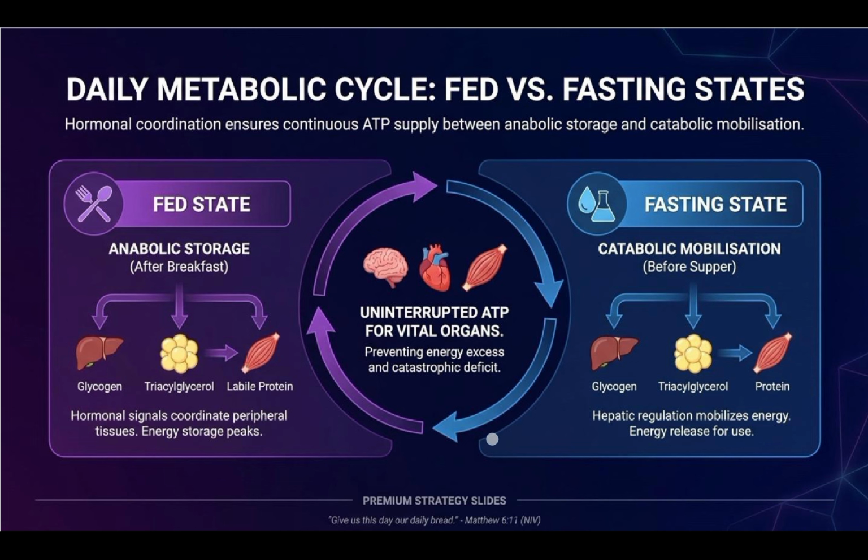So what happens in the fasting state? Uninterrupted ATP for vital organs, preventing energy excess and catastrophic defects. In the fasting state, we call it catabolic metabolization. Catabolic means we are breaking down. Anabolic, we are building up. Catabolic, we are breaking down. And this is when you have not eaten for a very long time, maybe 7 hours, 12 hours, 14 hours.